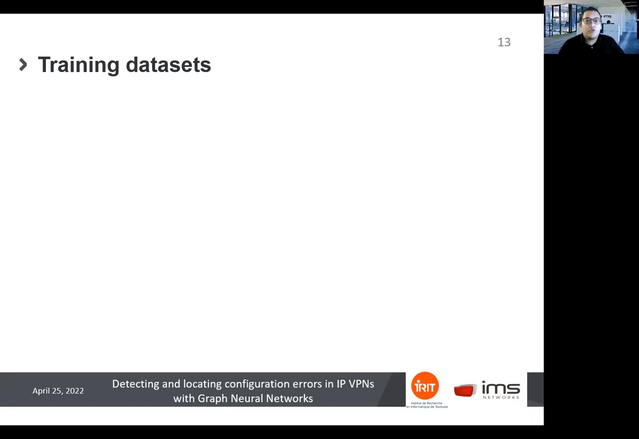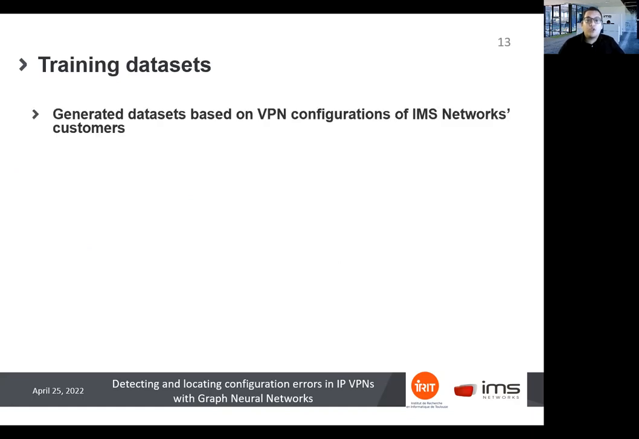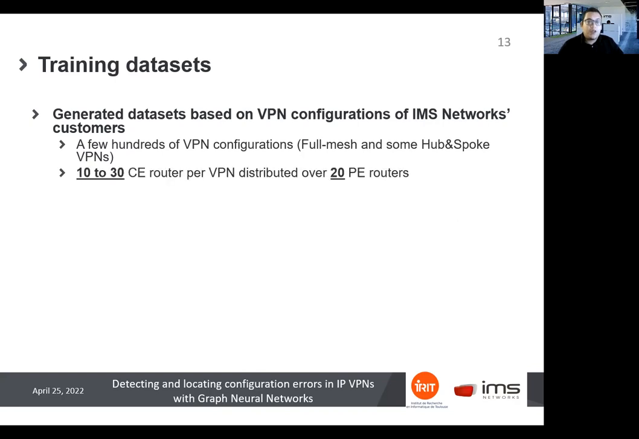In order to train our GNN models, we generated 2 datasets based on a few hundred VPN configurations at IMS Networks. For the most part, the VPNs are full mesh. However, some VPNs have a hub and spoke topology. Because of that, we had to multiply hub and spoke VPNs to get balanced datasets. These VPNs contain from 10 to 30 CE routers distributed over 20 PEs.